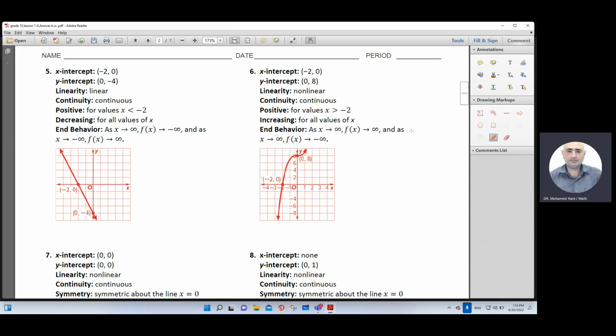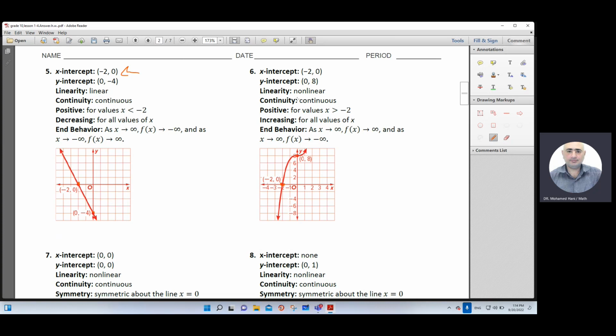Number 5. We have here x-intercept (-2, 0) here, and (0, -4) here. Match between them, you will get the function. And here we have (-2, 0). This is (-2, 0) here, and (0, 8) will be here. Match between them.